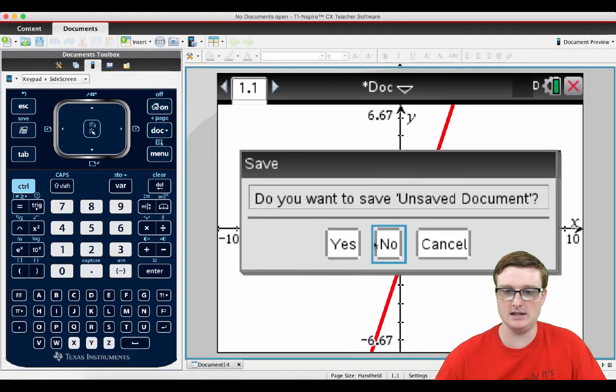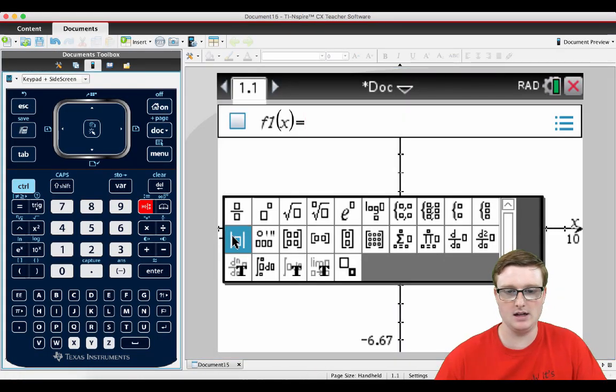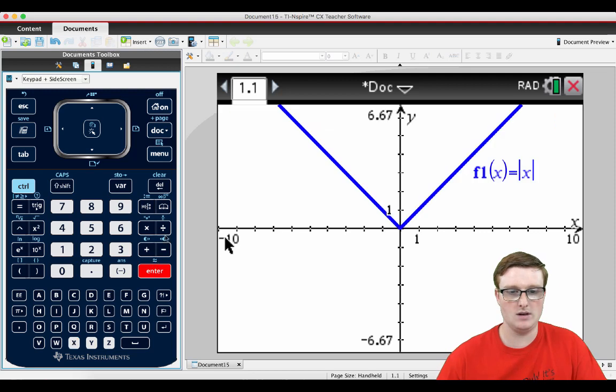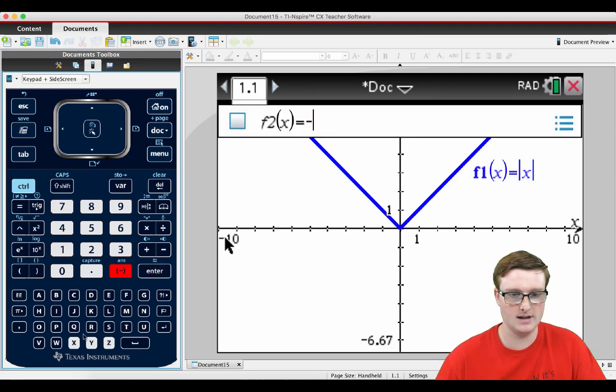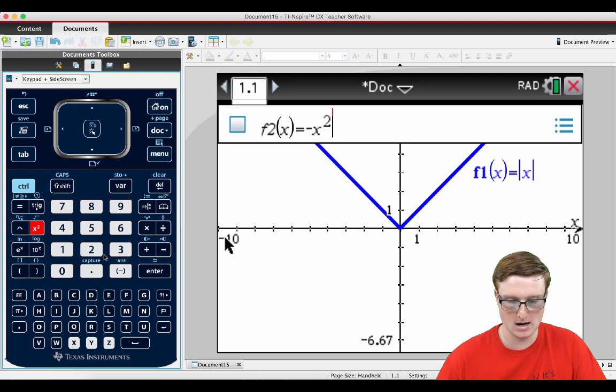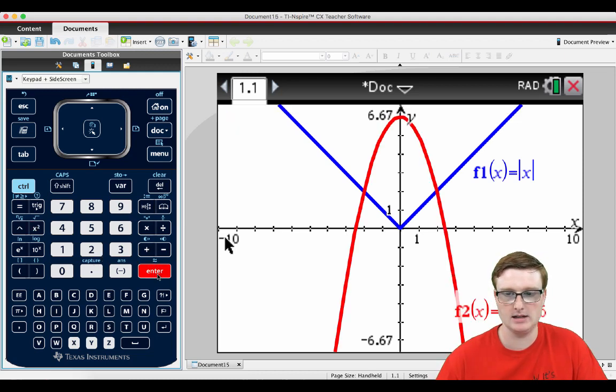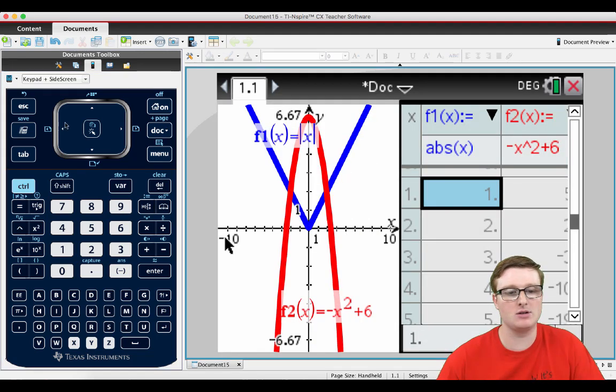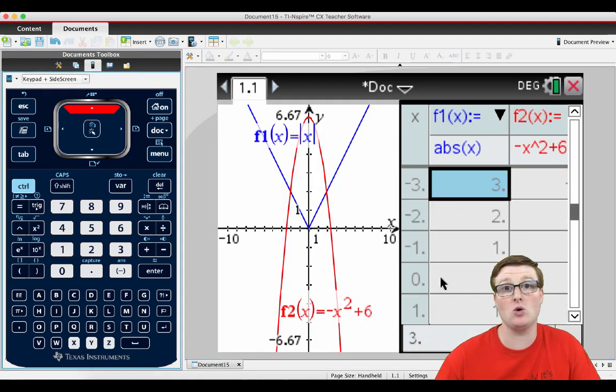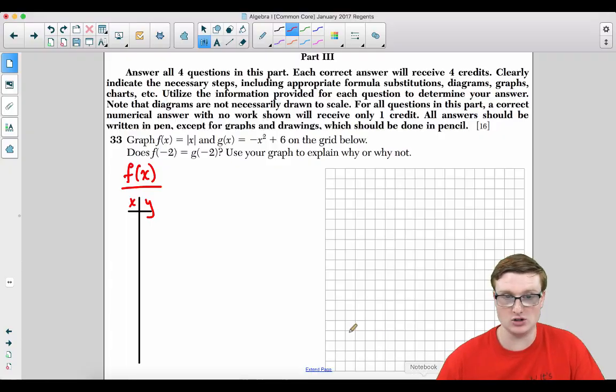I'm going to type in these functions. So we get the absolute value of x, and we get negative x squared plus 6. Let me get that. So Control T, I'm going to write down my table of values for the absolute value equation. So I'm going from -3, -2, -1.